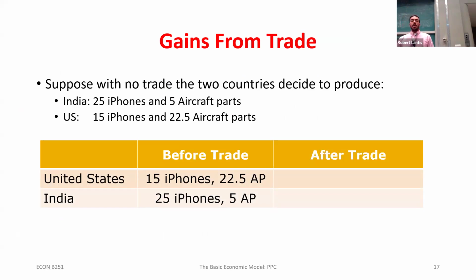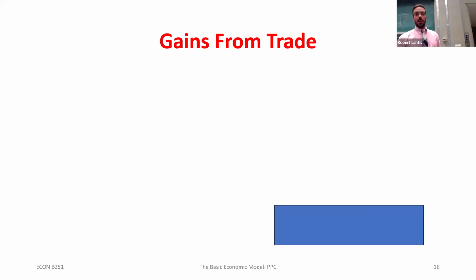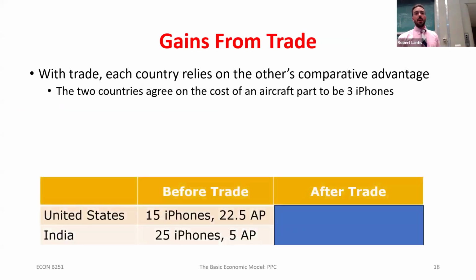Okay? If I want to think about trade, well, what could we do? Right? Let's say that for these countries, we had that terms of trade for an aircraft part was somewhere between 2 and 5. Let's just say they agree on 3, right? They both agree that when we're trading, if one of us gives each other an aircraft part, the other would give the other country 3 iPhones.